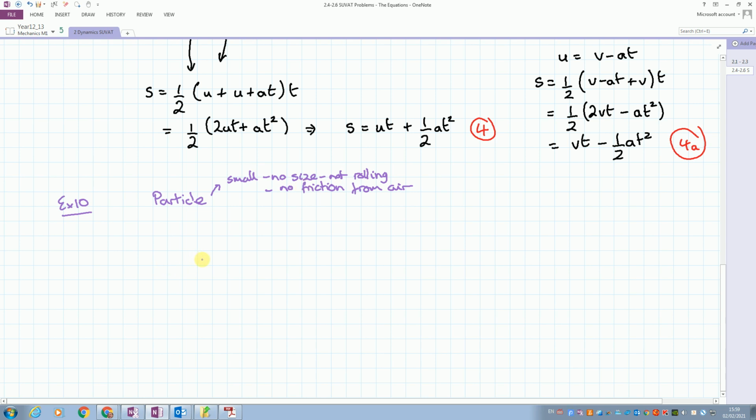So it says the particle is moving on the x-axis with constant deceleration. So it's moving in that direction, and it's got an acceleration going the other way of 2.5 meters per second squared. At time t equals 0, the particle P passes through the origin, so we're at the origin here, moving in the x direction with a velocity of 15.